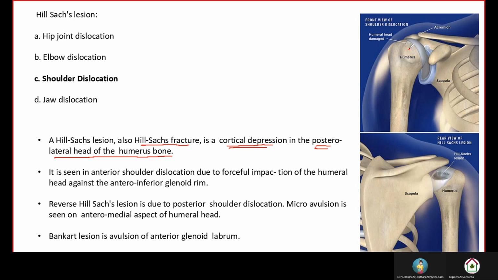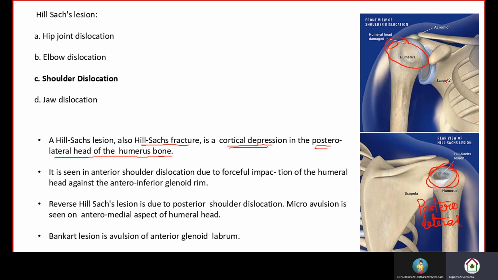This is the posterolateral head. Here, this is the anterior side, and this is the posterior side. See, posterolateral. Okay, posterolateral head. This is the head, right? So posterolateral head of the humerus bone. It is seen in anterior shoulder dislocation.